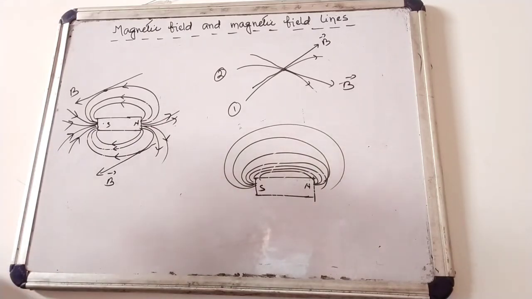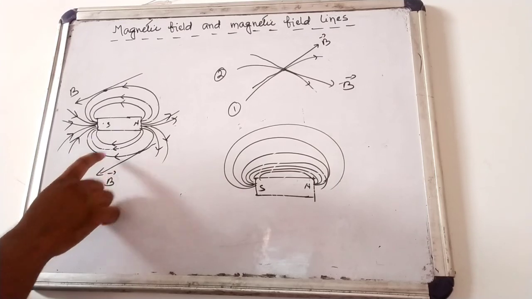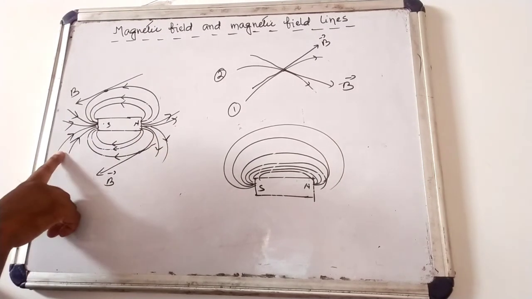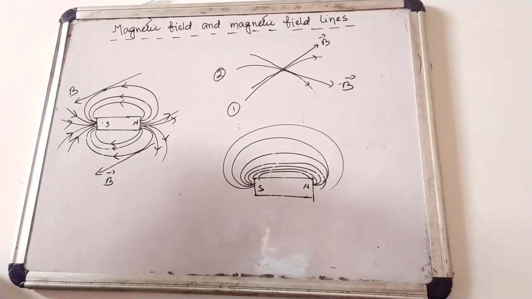And another property is there: magnetic field lines always start from the north pole and enter the south pole. So this is another property.